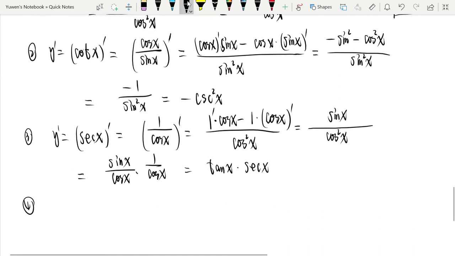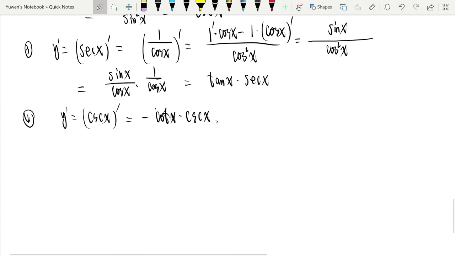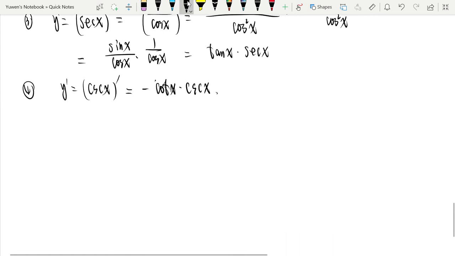And the last one, the derivative of cosecant x. I will just write down the result. The result is negative cotangent x times cosecant x. Those four results can be used as basic formulas.